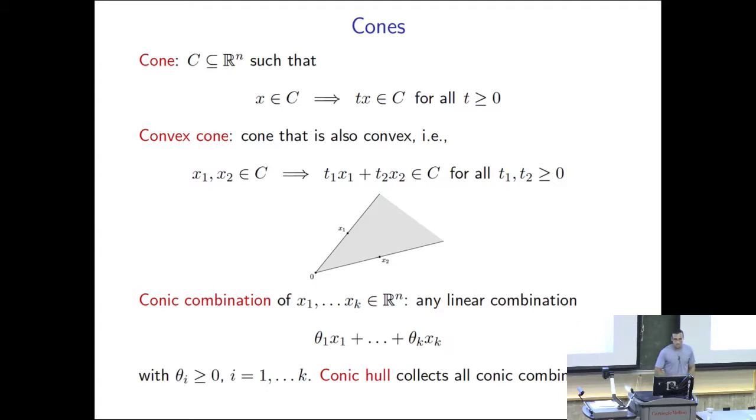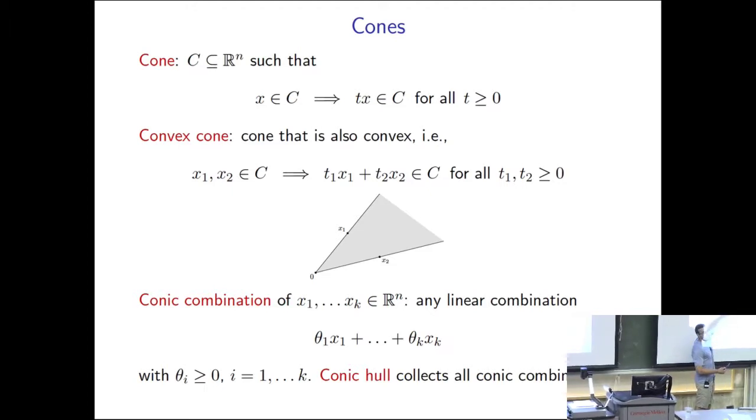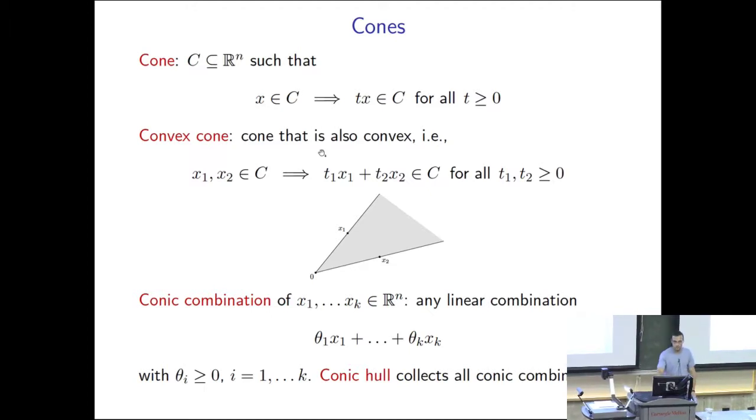A cone is basically a set that satisfies a very simple property: if I take any point x in the set and look at the ray passing through that point, the set of all tx such that t is non-negative, then that ray has to lie in the set. So a cone has to contain 0, because I can take t equals 0 and see that 0 has to be in the set. A convex cone is a cone that's also convex. If you combine this property with convexity, what we require is that t_1 x_1 plus t_2 x_2, for any x_1 and x_2 in the set and any non-negative t_1 and t_2, has to lie in the set as well. That's called a conic combination.